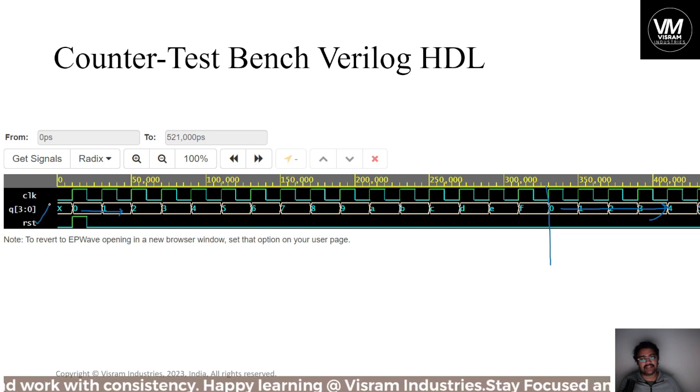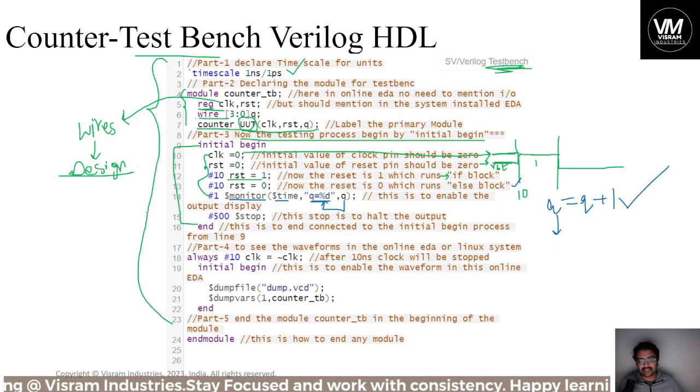Q and reset low. When reset is low, the actual counting begins. This is the test bench environment, but also for the design environment. In the design, the else block runs with the 0, and after 500 nanoseconds, 500 nanoseconds means 5 lakh picoseconds, your design will stop, halting the output.